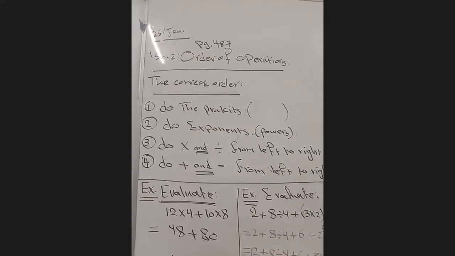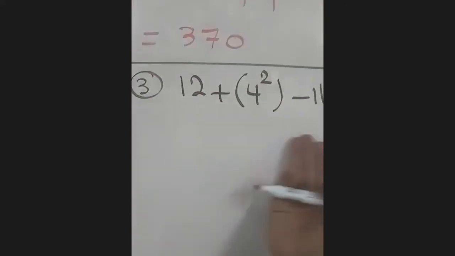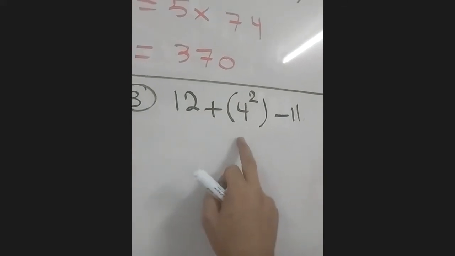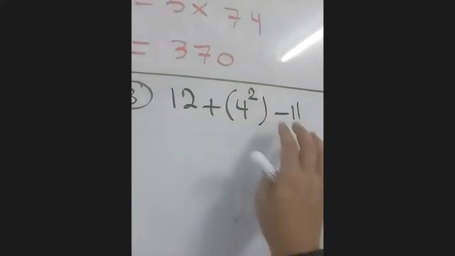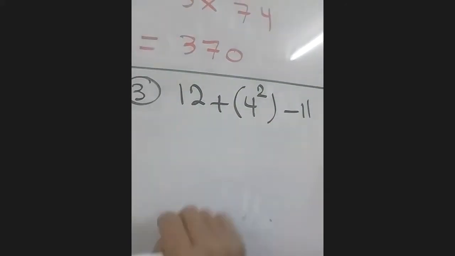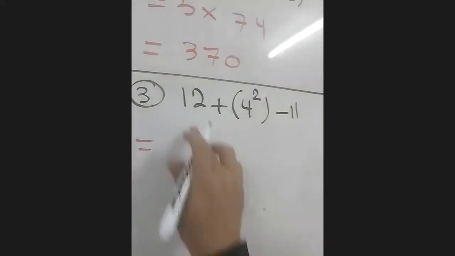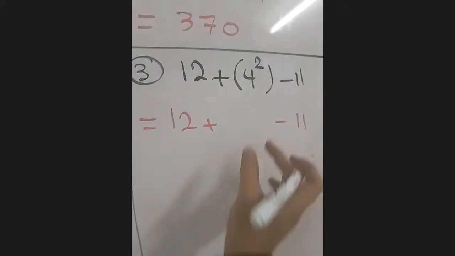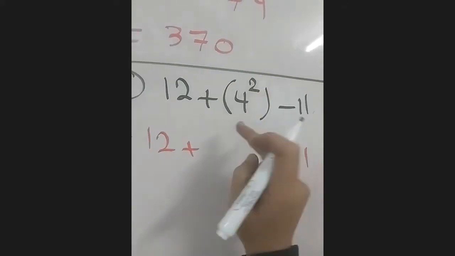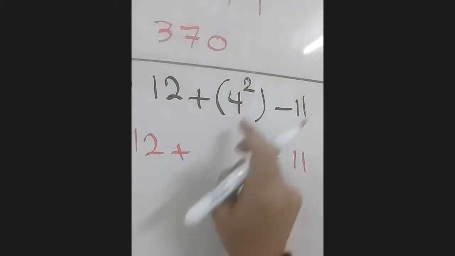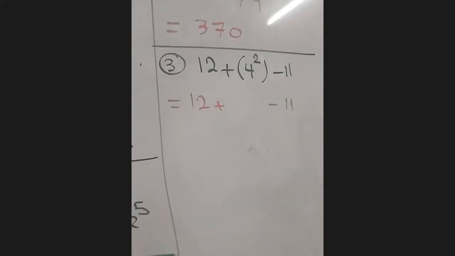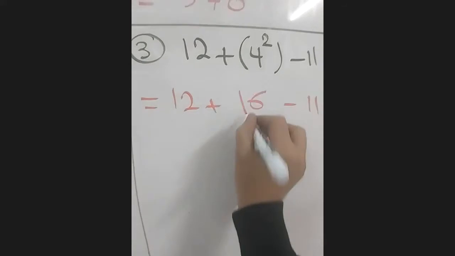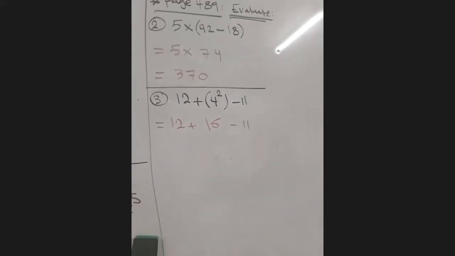Do the brackets. Yalla, do we have brackets? Yes, 4 multiply... We will do the bracket, 16, and the other things will come down. So here 12 plus and here minus 11, and we'll do only the bracket. What's inside the bracket? We have 4 to the power of 2. How much is 4 to the power of 2, Mohammed? 16. Mumtaz. 4 to the power of 2 means 4 multiply 4.